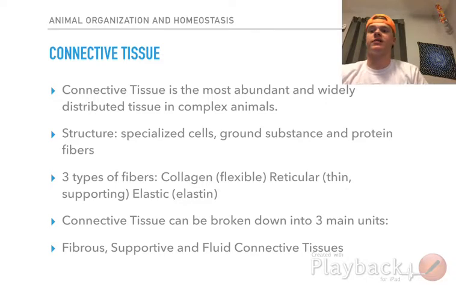Connective tissue is the most abundant and widely distributed tissue in complex animals. The structure of it is specialized cells, a ground substance, and protein fibers. There are three types of these fibers: collagen, which is flexible; reticular, which is thin and supporting; and elastic, which contains elastin, which makes it elastic. Connective tissue can be broken down into three main units: fibrous, supportive, and fluid connective tissues.